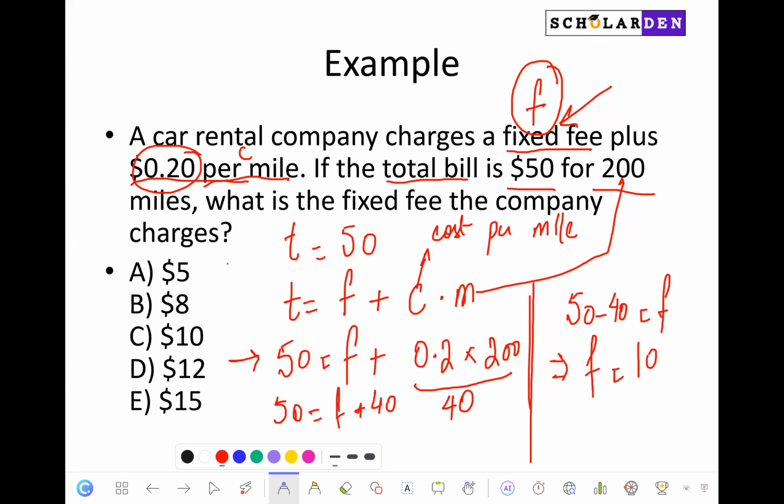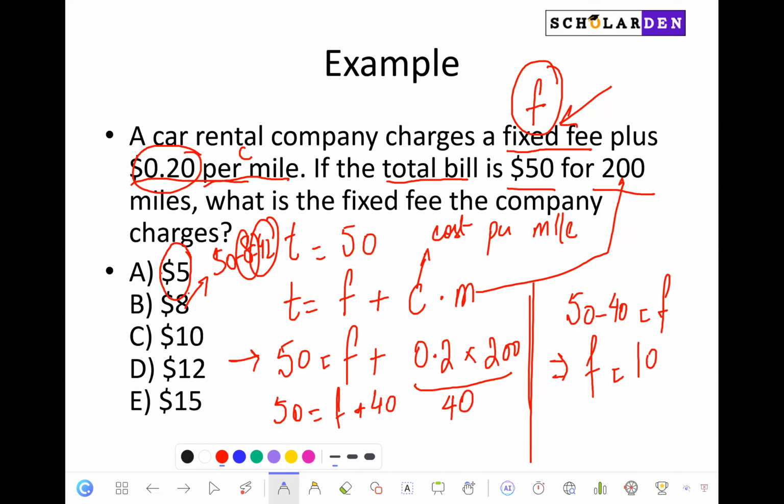Could we do some other sort of trickery to arrive at this earlier? If we assume that the fixed cost is 8, then the remainder, 50 minus 8, is equal to 42. Is the cost associated with the miles that we have traveled 42? No, because we were supposed to get 0.2 times 200, which is 40. So 8 wouldn't fit.